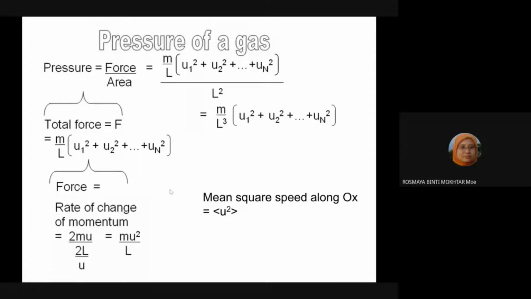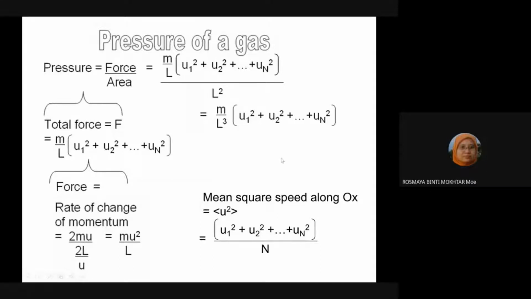The definition for the mean square speed along OX is given by this one. This is the symbol used for mean square speed. Mean square speed along X only, so we use u. Along X, the mean square speed is equal to u1 squared plus u2 squared plus dot dot dot un squared, divided by n, because it is the mean. So this is the square speed, and the mean, using this symbol, means divided by n. This is the definition for mean square speed.